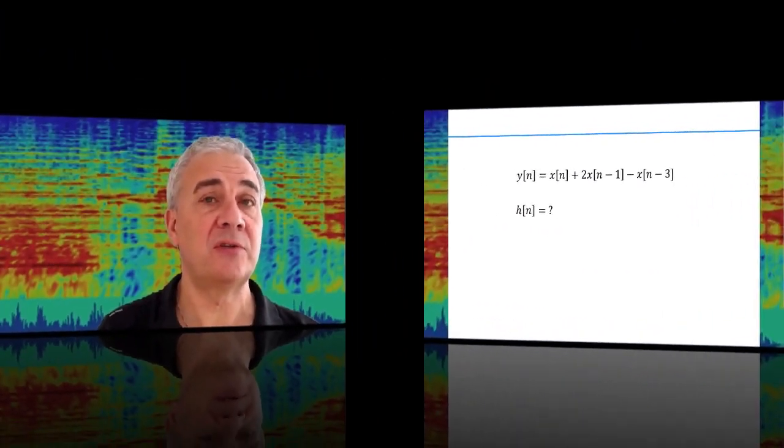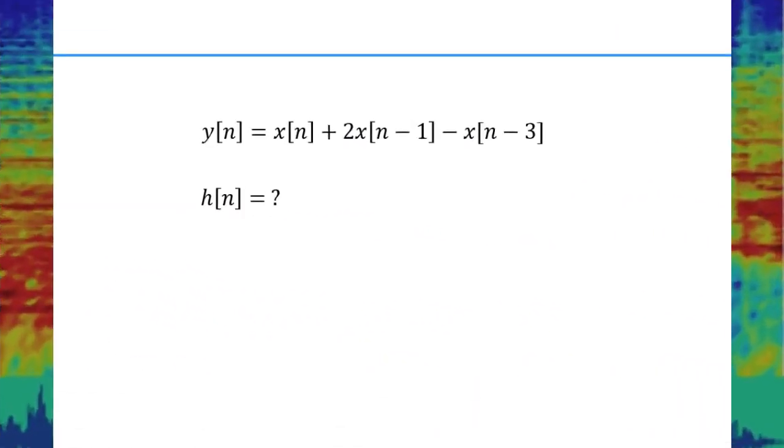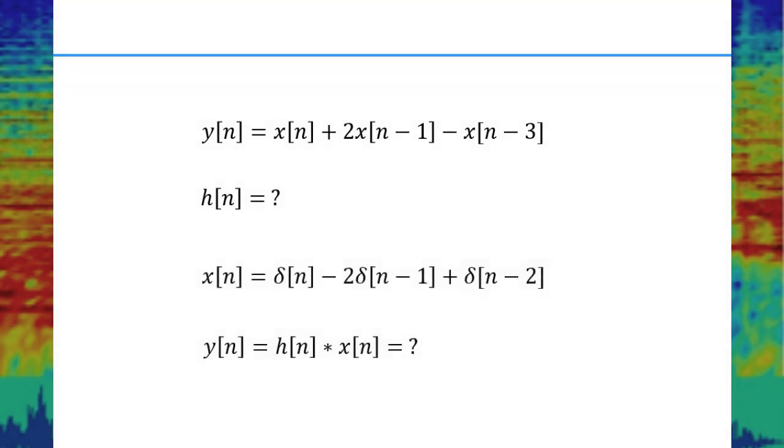Secondly, unsurprisingly, you should be able to determine the impulse response based on a given input-output relation. Consider for instance this input-output relation. What is h of n? And if x of n is then given as shown here, you should be able to calculate the convolution of h n and x n by hand.